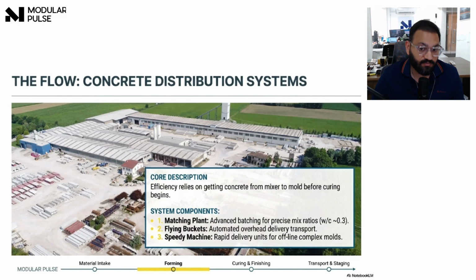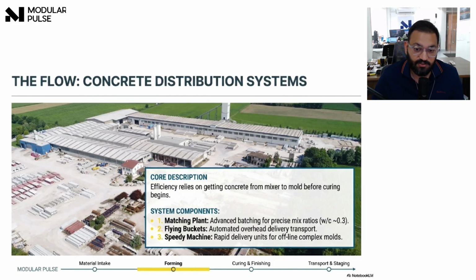Now that concrete is mixed perfectly, the next question is simple: how do we deliver this concrete to the mold without losing time or quality? That is where concrete distribution systems come in. In a precast factory, concrete cannot wait. If it starts setting before reaching the mold, the entire batch is wasted.